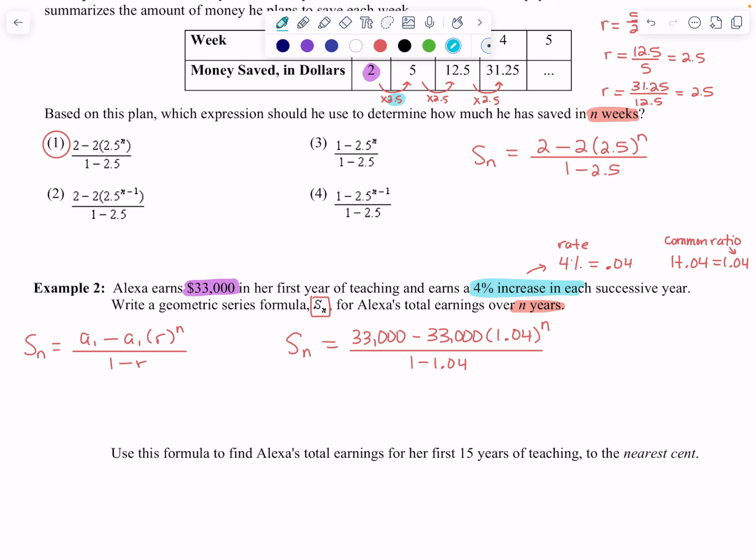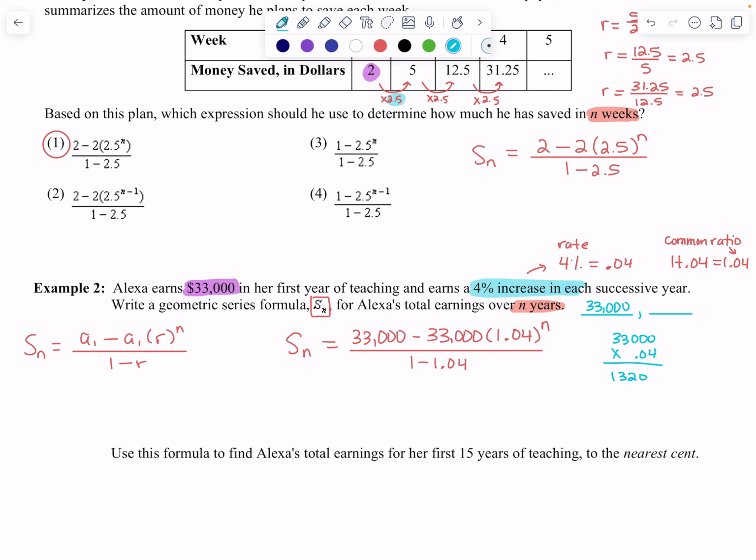Right, so if you're having trouble right now identifying why it is 1.04, because I feel like sometimes that's the hardest part, think about her first year teaching as a sequence, and then you wanted to know, well, what is she going to make the second year, right? If you just took 33,000 and multiplied it by 0.04, it's going to give you 1,320. Well, that's not how much money she's making in her second year of teaching.